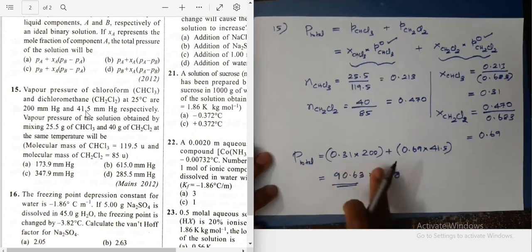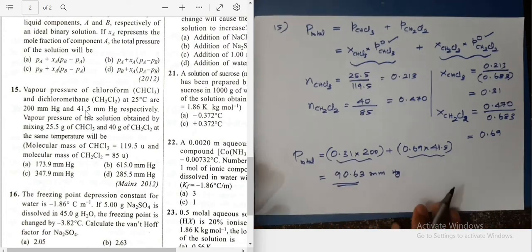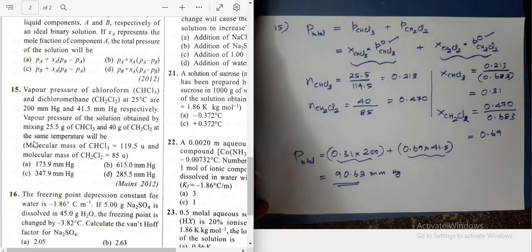Anyway, you just check it once again. Students, multiply these two and check it. I'll leave it to you. I got the answer as 90.63, and you check it too. But that option is not there, which means all these options are supposed to be wrong. Is this clear, students? Any doubt?